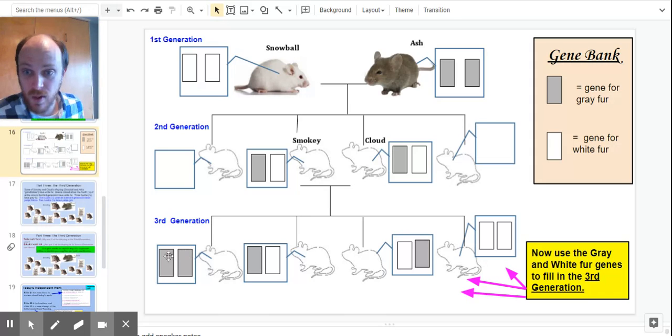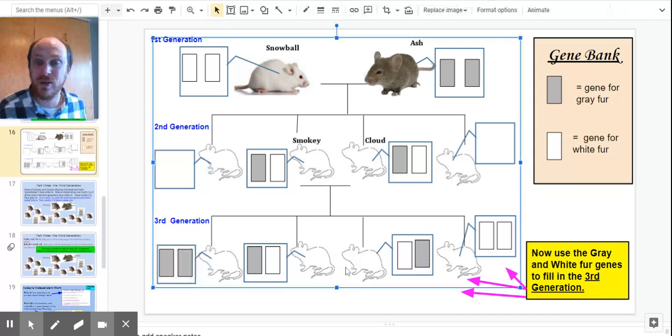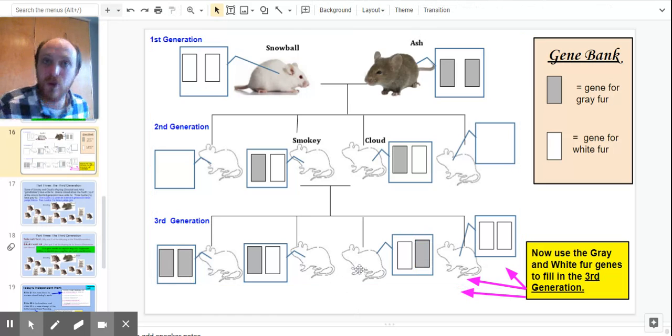Now we know if you have 2 gray genes, your fur color is gray. And now we know that if you have a gray and a white gene, your fur color is still gray. That's crazy. So these 1, 2, 3 mice are all going to be gray. And that's 3/4 of all Smokey and Cloud's babies. But there's a possibility now, a 1 in 4 chance, that the baby gets a white gene from Cloud and Smokey, and that baby has white fur. So that is now new.